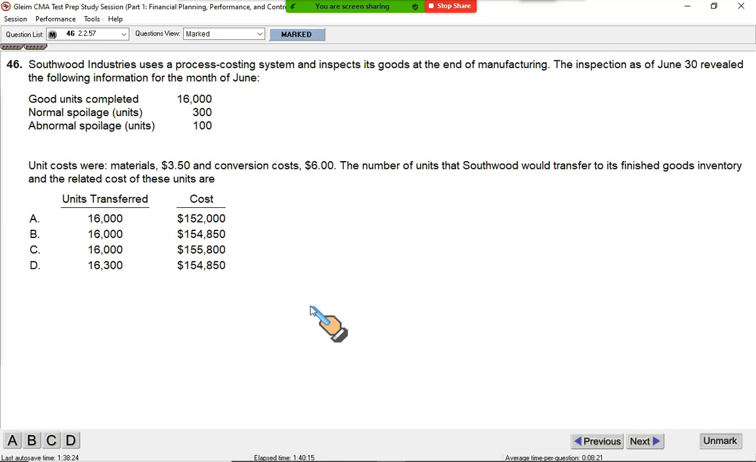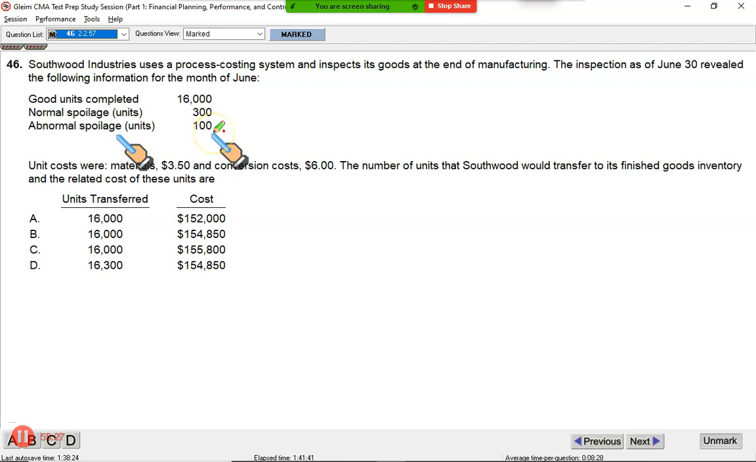Now, the next area is to treat the normal and abnormal spoilage. Let me explain the idea of normal and abnormal spoilage from this question. Okay, now we need to understand the difference between the normal spoilage and the abnormal spoilage. Now let me explain the idea of normal and abnormal spoilage. It's not very difficult.